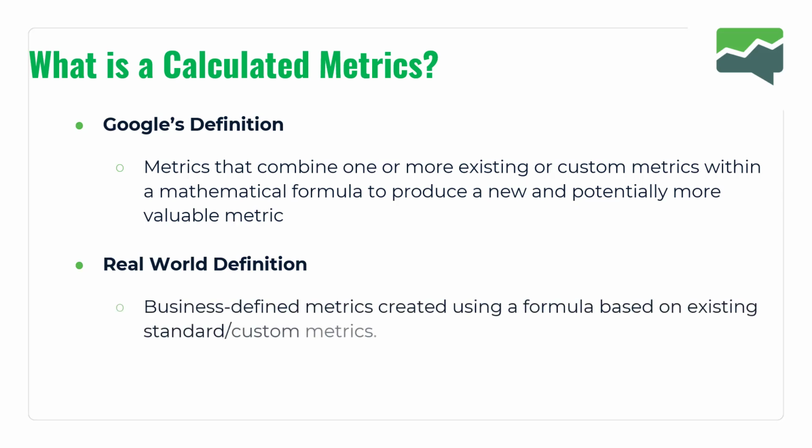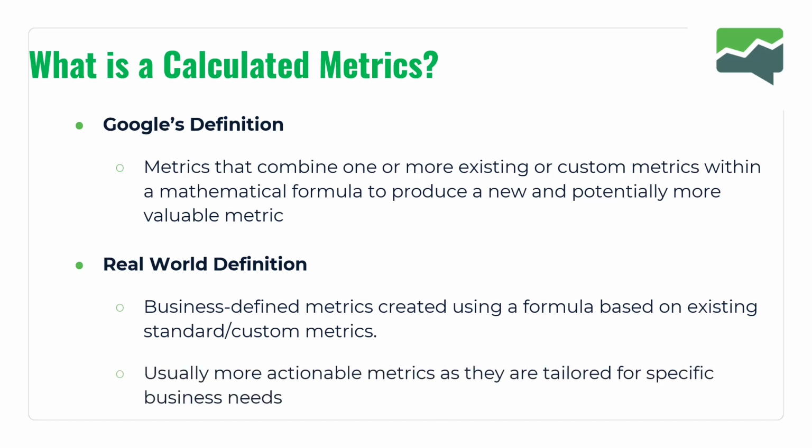So first one, calculated metrics are business-defined metrics. That's basically what they are. And you create them using a formula based on standard or custom metrics. Really simple. They're usually more actionable because you create them tailored for your business. That's why they're more actionable, because you are sitting there, I want an answer to this question, so I'm going to go create that actionable metric.